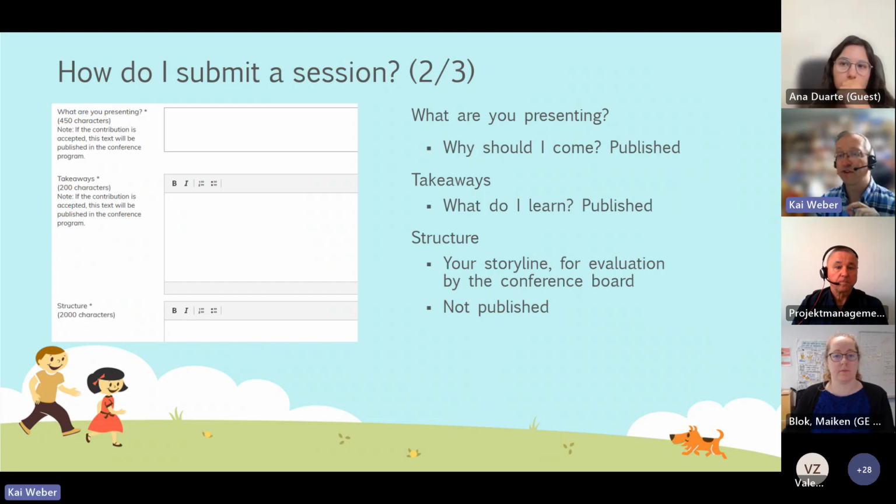Then there's a third field called structure. This is your storyline, your argument, the sequence. What's the story of your session going to be? This is different. This is only for the evaluation by us in the conference board, and it's not published. And it's the combination of the three that is the most important criteria for the conference board to evaluate your contribution.